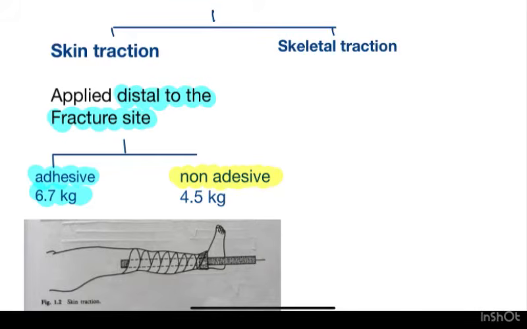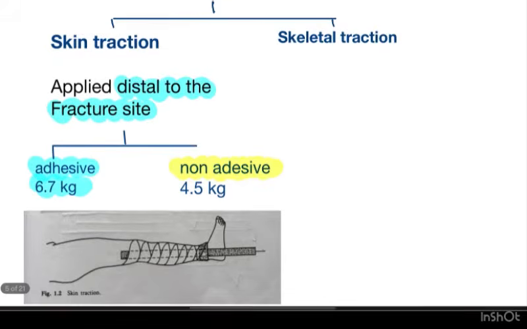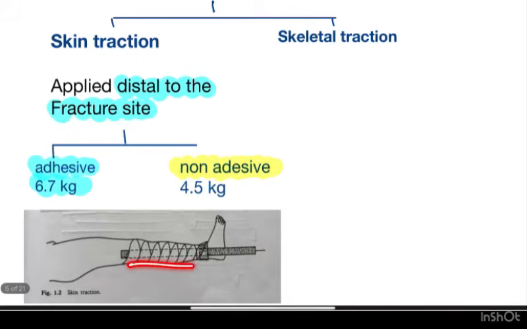Now what are the ways by which we can give skin traction? So we have two options, one is adhesive traction and one is non-adhesive traction. In adhesive traction we use adhesive tapes to apply the traction. In non-adhesive traction we use non-adhesive straps. The maximum weight which can be given through adhesive skin traction is 6.7 kg, whereas in case of non-adhesive traction it is 4.5 kgs.